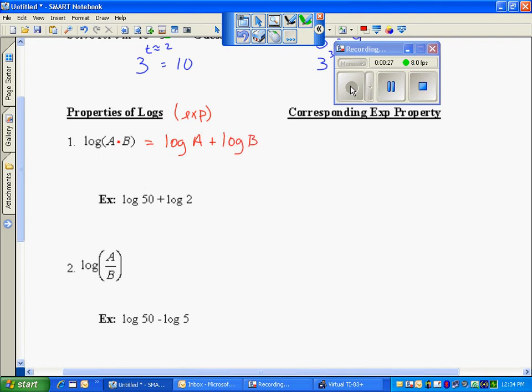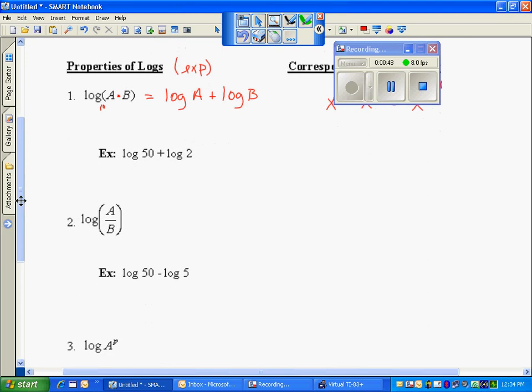And this corresponds to a property in the exponents where I have x to the third times x to the fourth. Notice my base is the same, just as it is in this log, it's base 10. And so what happens with exponents is I can take 3 and add it to 4. So that's where the log property basically is derived from. Well, let's show an example of why I would want to do this.